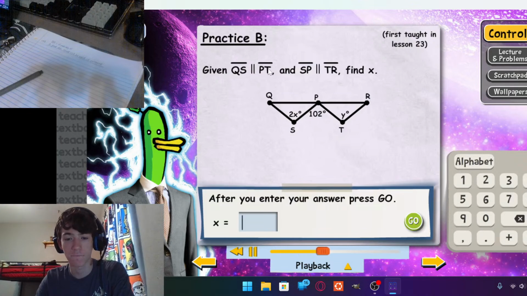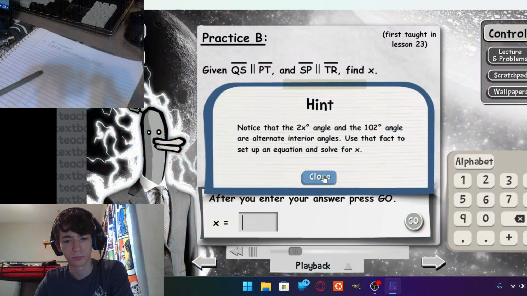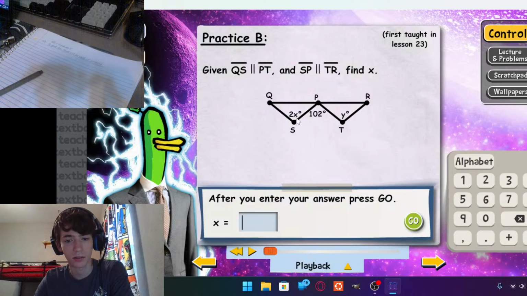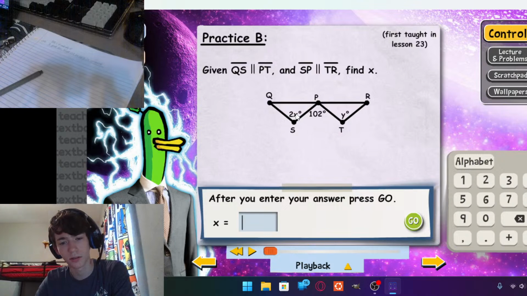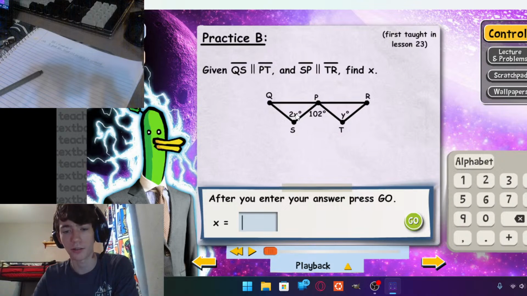Okay. Given that segment QS is parallel to segment PT and segment SP is parallel to segment TR, you need to find x in this figure. Notice that the 2x degree angle and the 102 degree angle are alternate interior angles. So use that fact to set up an equation. So are they really though? They don't look the same. I guess they are though. They are. Okay.